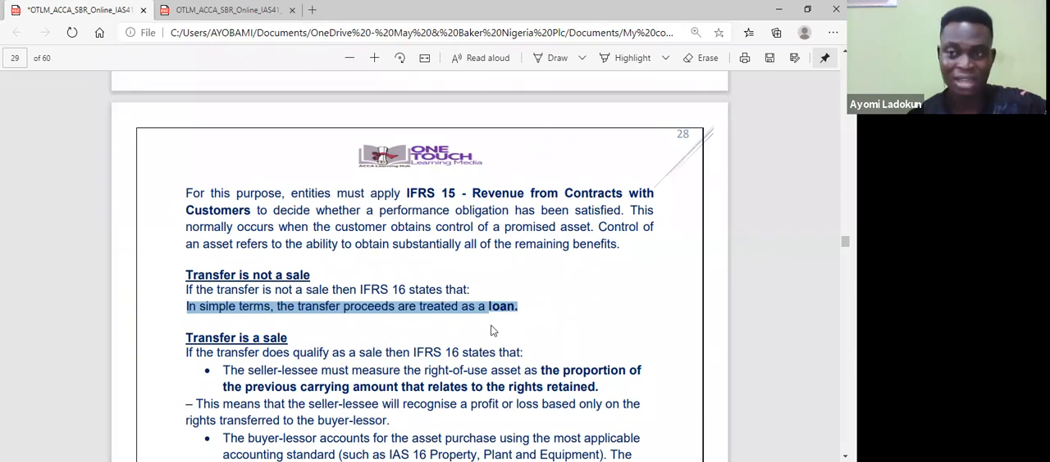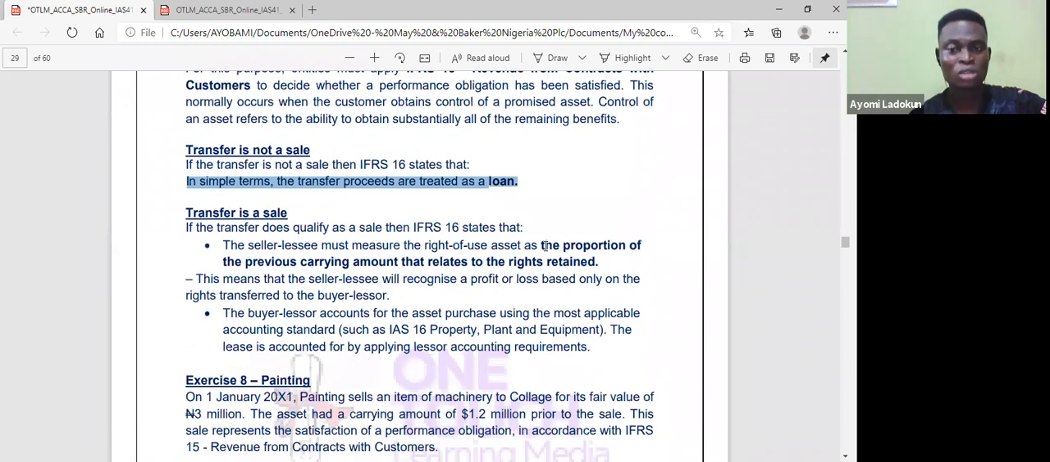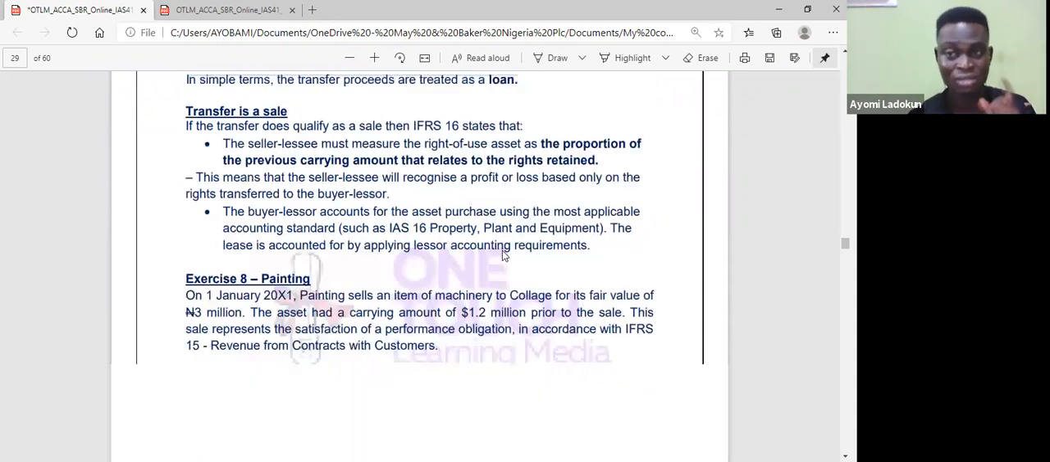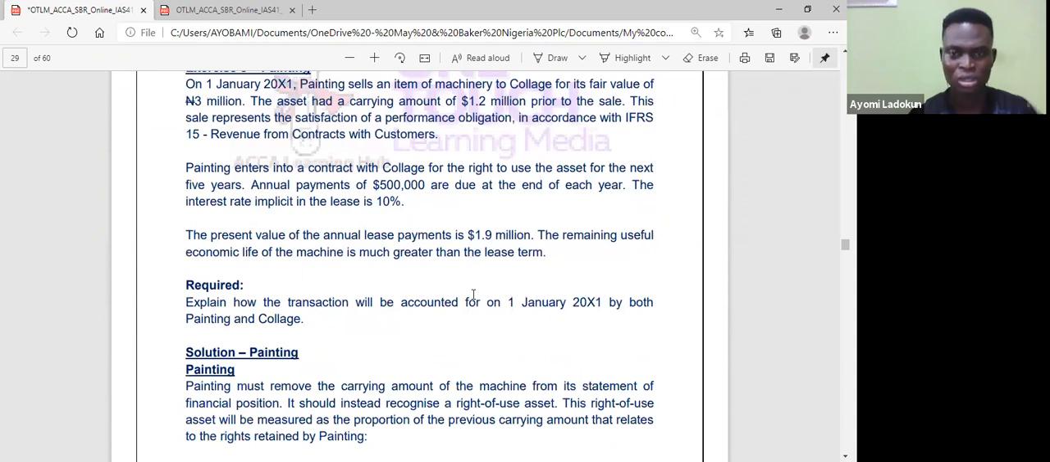They create a scenario and it's not a sale, you treat it as a loan. That transfer proceeds, you treat it as a loan. But if it is a sale and it's sold at fair value, you measure the right of use asset as the proportion of the previous carrying amount that relates to the right retained. So let's look at this question to demonstrate that.